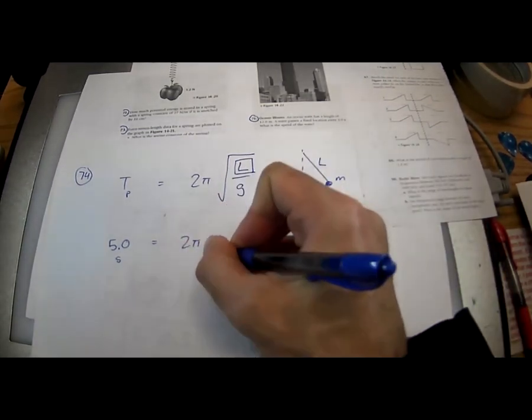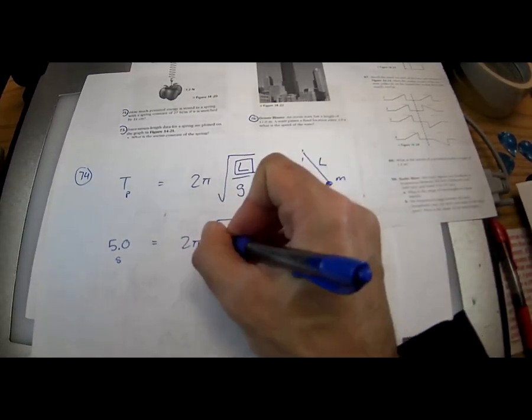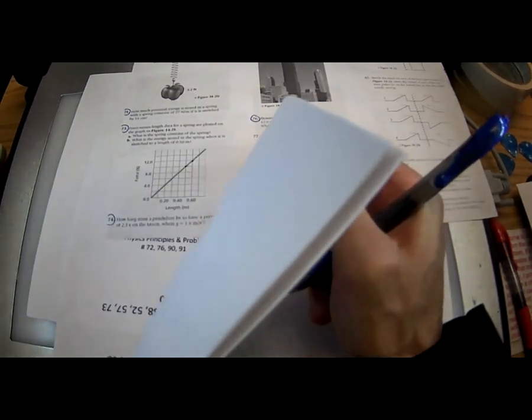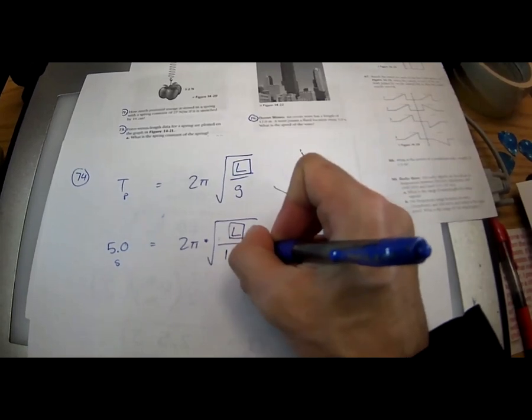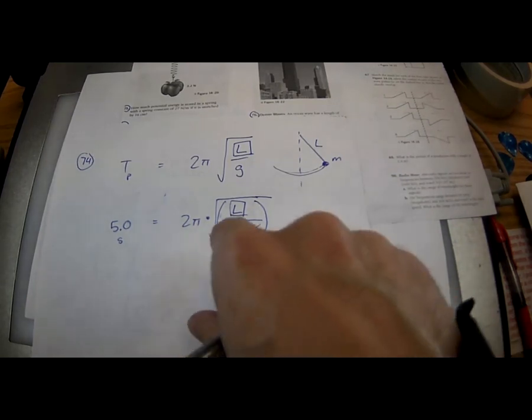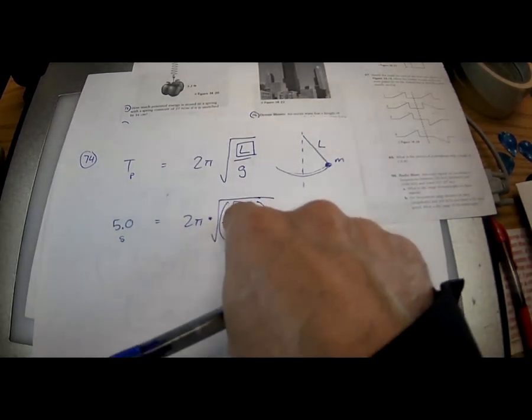5 equals 2 pi times the square root of the length that we're solving for. I'll go ahead and use moon gravity, 1.6 meters per second squared. The giant square root right there. Right, so now we'll do the algebra part, which is just isolating that L. We're going to solve for L, do a series of steps and solve for that. So first step, divide both sides by 2 pi.